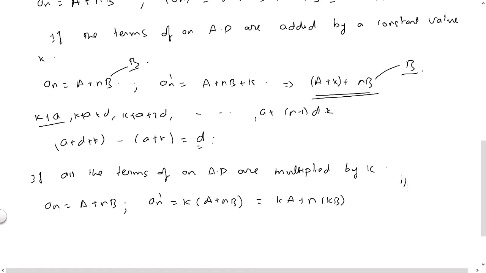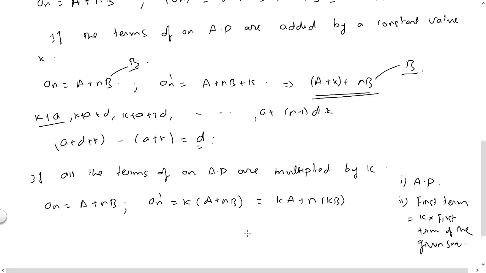That is the first conclusion. And the second conclusion is, since all the terms are multiplied by k, you would obviously understand that the first term also is multiplied by k. So the first term is equal to k times the first term of the given arithmetic progression. Okay, so it will get multiplied by k. So k into the first term of the given sequence.